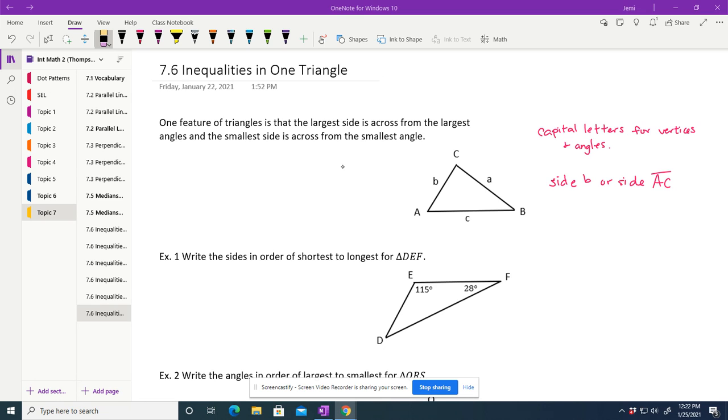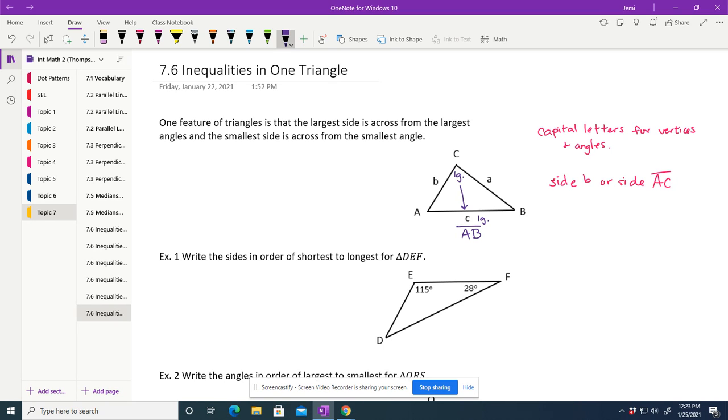So one feature of triangles is that the largest side is across from the largest angle. So if angle C looks like my biggest angle to me, let's put LG for large, then that means it's across from my largest side. Now, I did make a note over here: capital letters are for vertices and angles, and side B or side AC would be talking about the same side. So for example, across from capital C is lowercase side c, but I also call this side AB, okay?